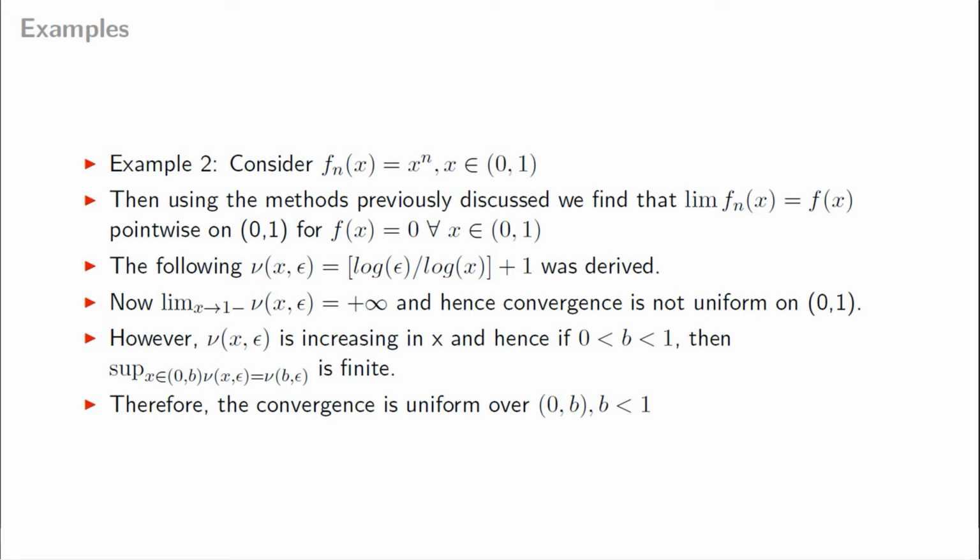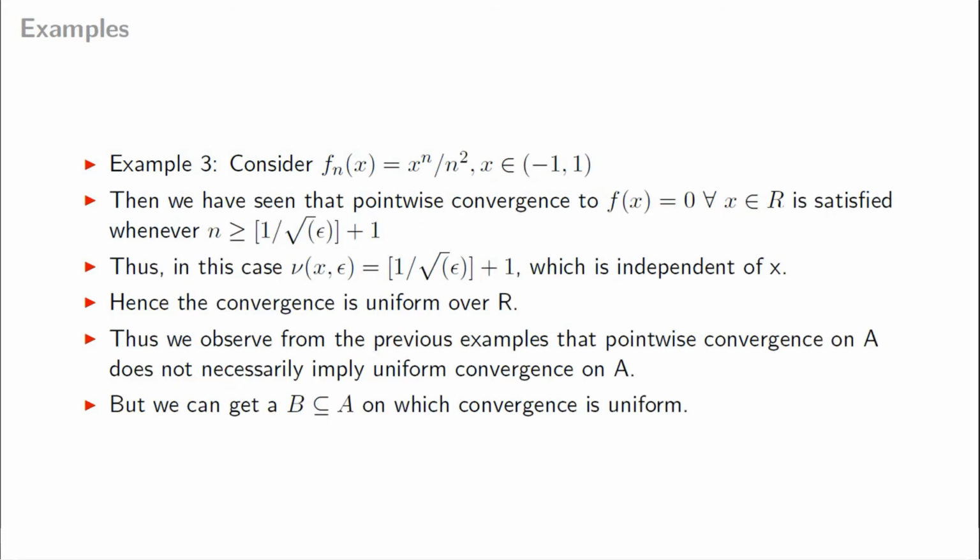However, nu x epsilon is an increasing function in x, and hence if we take some b belonging to the open interval 0 to 1, then the supremum of nu x epsilon over the open interval 0 to b is finite and is given by nu b epsilon. Therefore, the convergence is uniform over 0 to b where b is strictly less than 1.